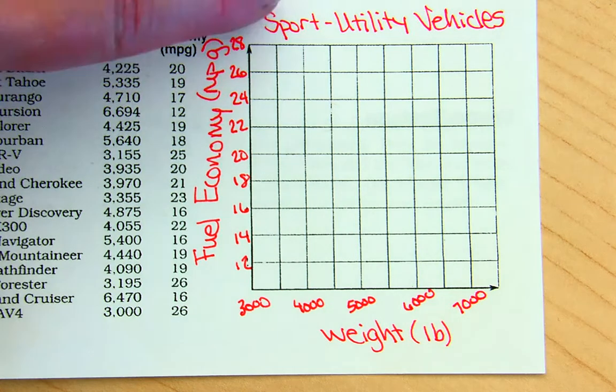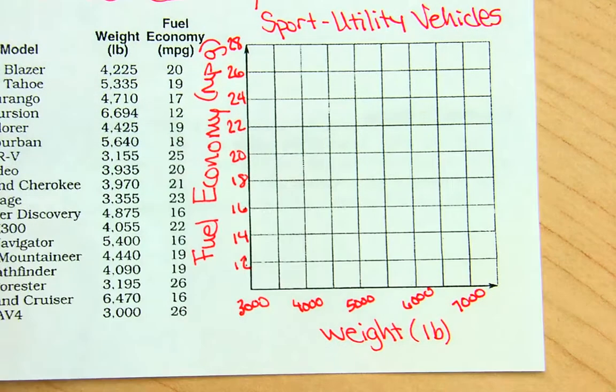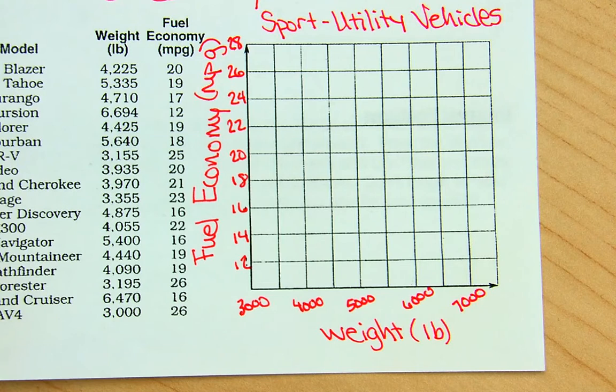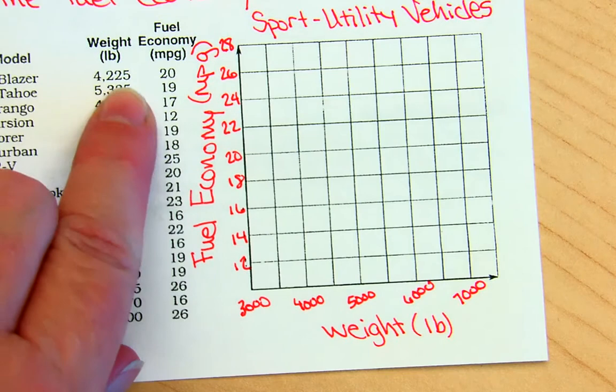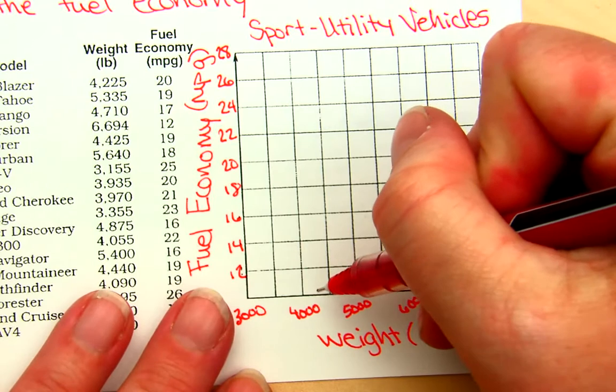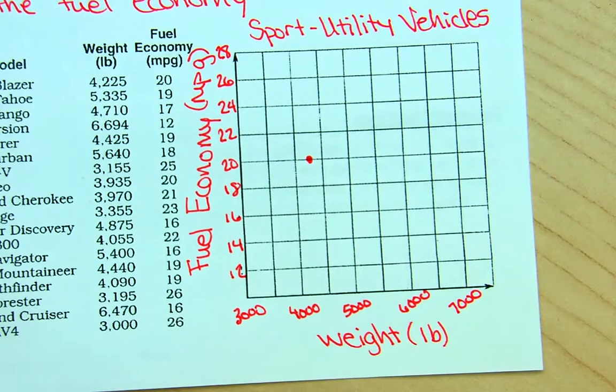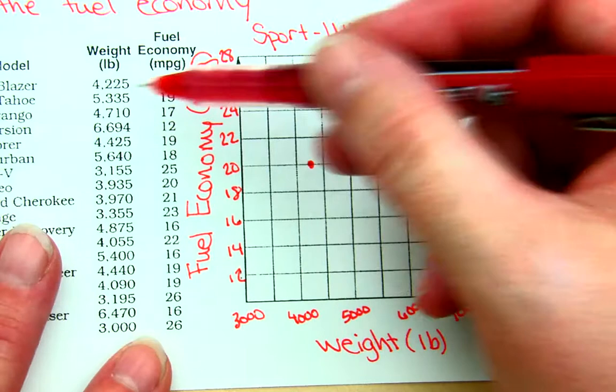Now we've done our title, we have our units, we have our labels, and we have our scales. So now we're ready to just graph the points. You're just going to graph them as ordered pairs, this X with this Y. So let's go through and graph those points.